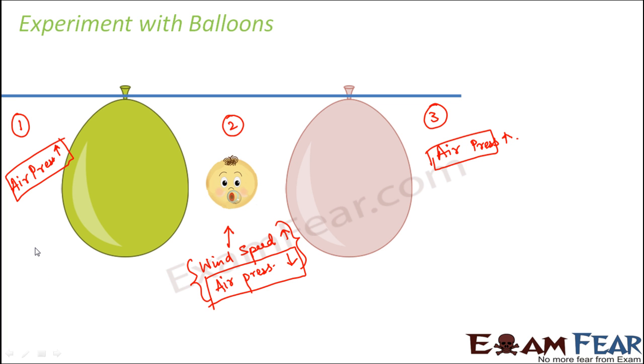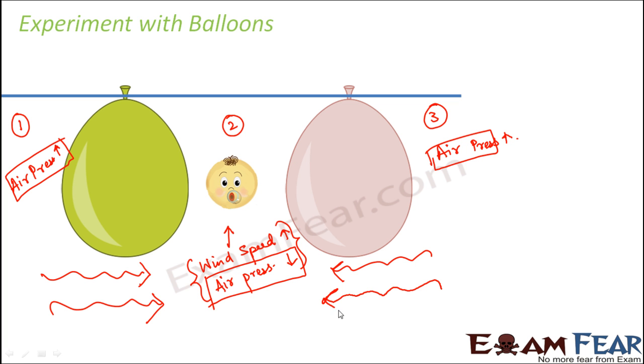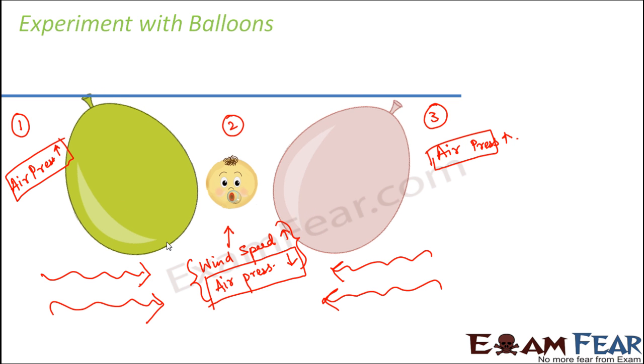Air tends to flow from a region of higher pressure towards lower pressure. So air will flow in this direction. Similarly, in this case, air will flow in this direction, from a region of higher pressure towards a region of lower pressure. Now, as wind blows, what happens? It exerts a pressure on the balloon, which makes the balloon also move in the direction of the wind. As a result, they both tend to come near each other. So that is why this attraction happens between the balloons.